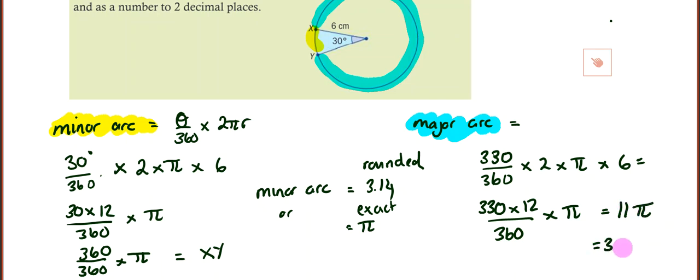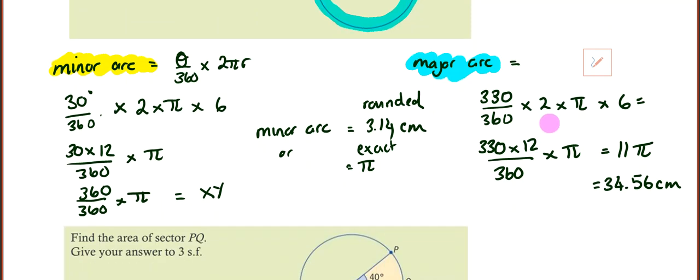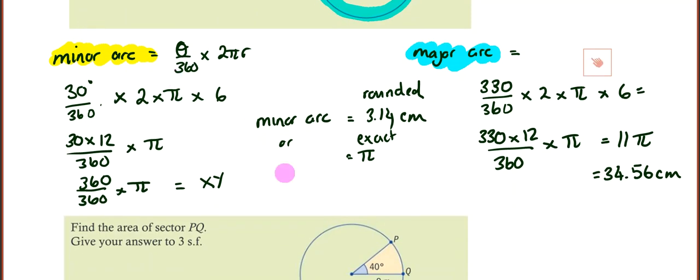What is it? 34.56. Okay, centimetres, of course. By the way, what does that tell you about the entire circumference of this circle? Just a little note: you just add a pi every 30 degrees. So the entire circumference is 12 pi in this case.